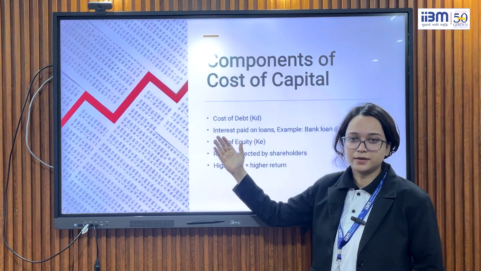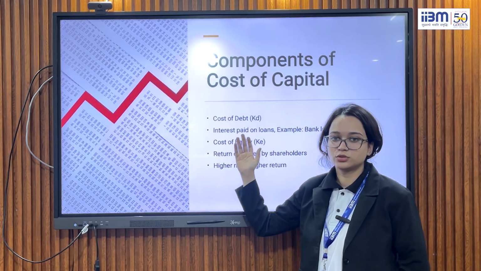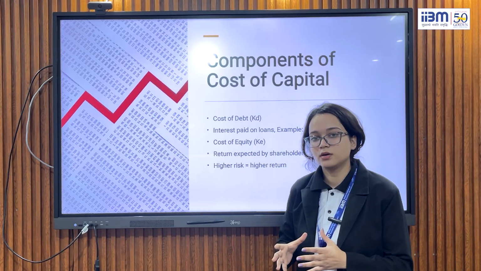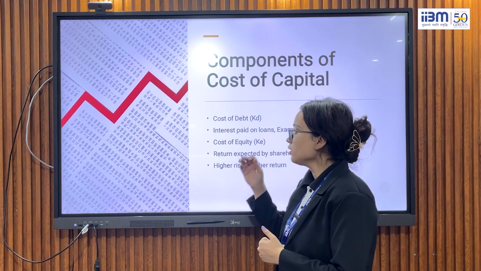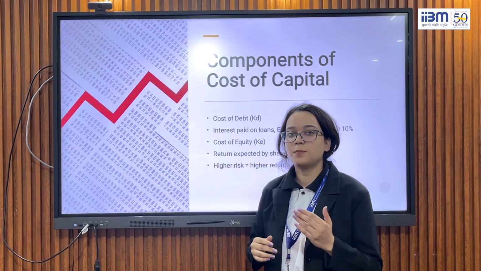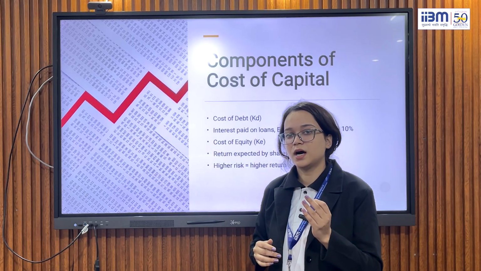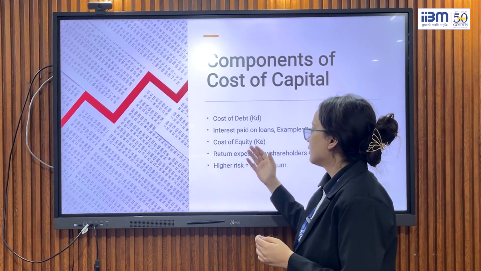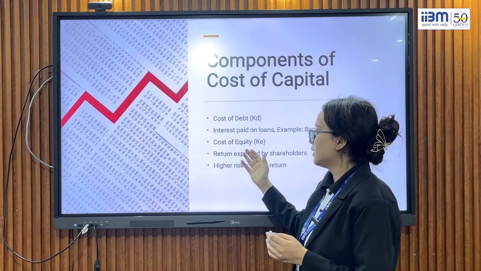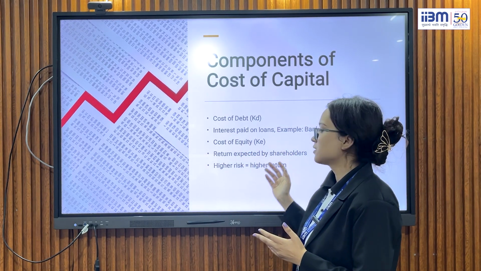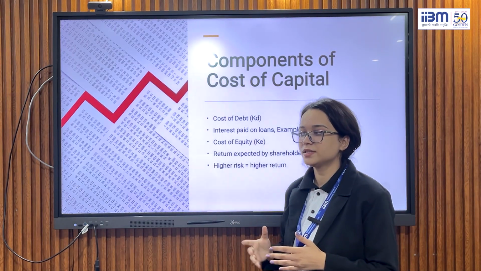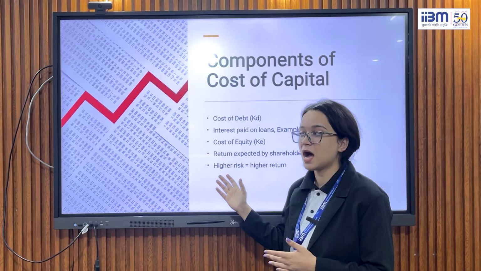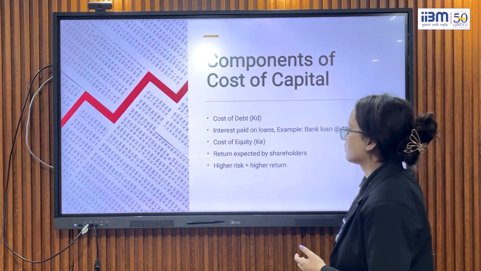First, we will understand what cost of debt is. It is the interest calculated on the cost of capital, and there is a reduction, as it is tax deductible. Then the cost of equity, where higher returns are expected by shareholders, and there is higher risk also.